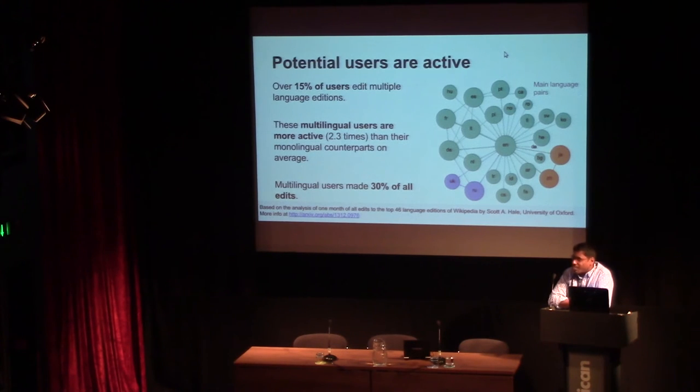So this graph is not surprising. You can see English acts as the hub of all the languages, and then related languages act as the relations. For example, Spanish, Catalan, Portuguese, German, French, and from Chinese, you can see Chinese, Japanese. This kind of bubble suggests that there are language pairs between which you can translate articles. Multilingual users also make up a large number of editors: they made 30% of all edits. This study is available at the following link, or you can search for it.